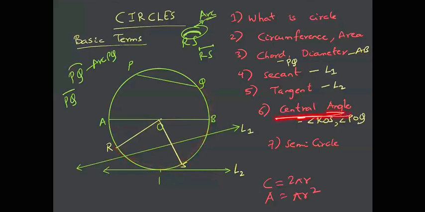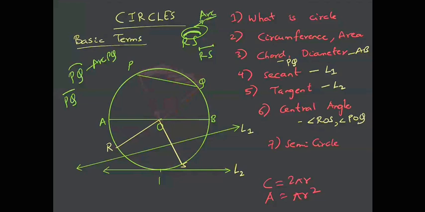Now, what is central angle? The angle subtended by any arc at the center of the circle is called the central angle. So here angle ROS is the central angle of the arc RS. Similarly, angle POQ is the central angle of the arc PQ. This arc PQ subtends this much angle at the center, so this is called the central angle of the arc PQ.